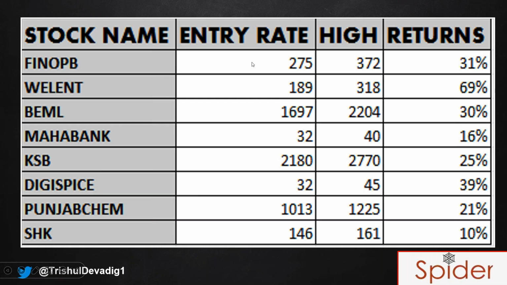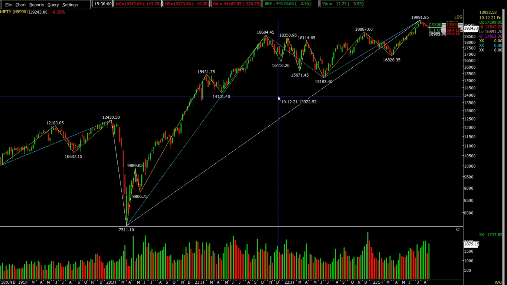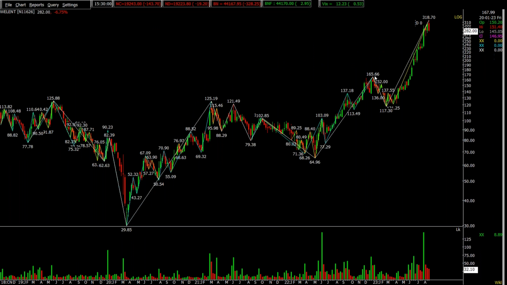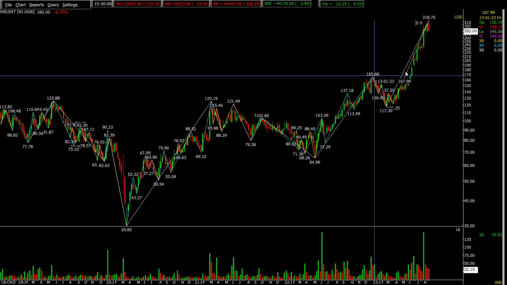Starting with FinoPB, the entry rate was 275 and it created a high of 372, which gives a return of 31%. Next is Valent. The entry rate was 189 and it went up to 318, 69% returns. These are stocks you can find using the technique that I am using. I'll show the chart of Valent because it was really good. You can see a swing top breakout, and how I found this top, I'll let you know. But you can see how it has performed.